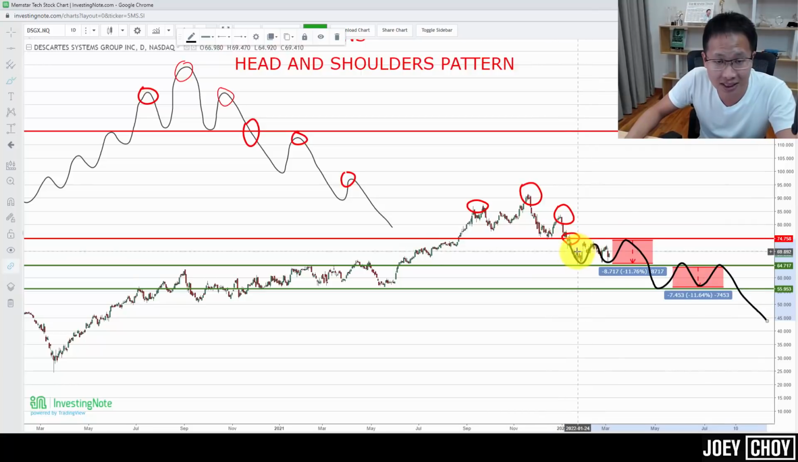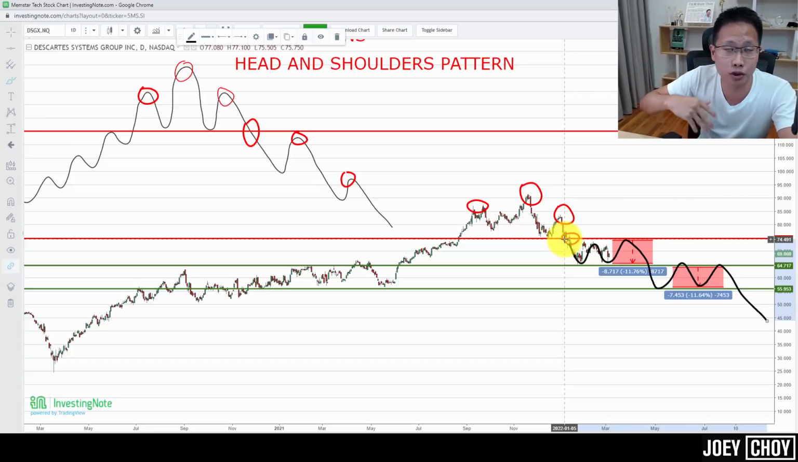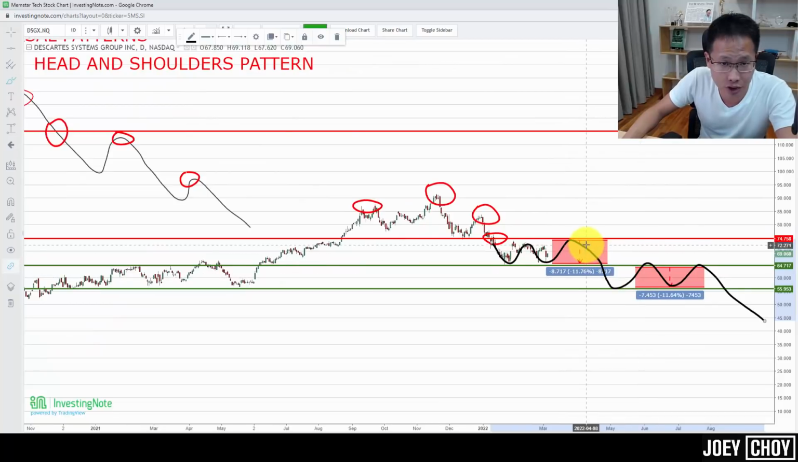So if you're holding on to a stock like this and it breaks this neckline, then you want to be careful. You want to think about maybe reducing some exposure or getting out based on your plan as well. So if we see this, we could build a plan to take the downside move, basically to profit from the downside by taking short positions.